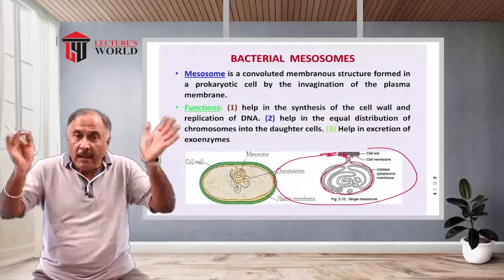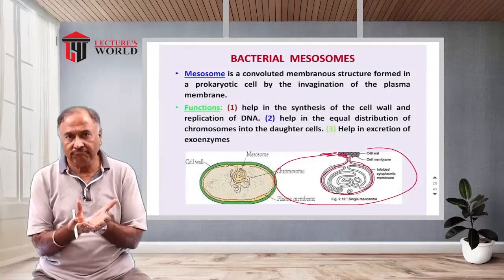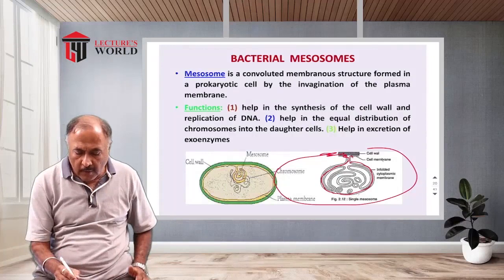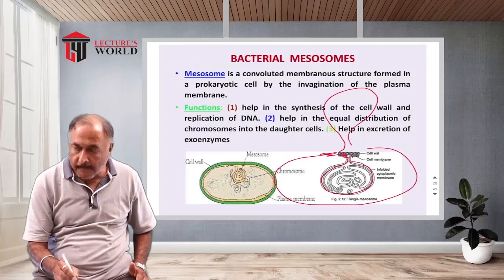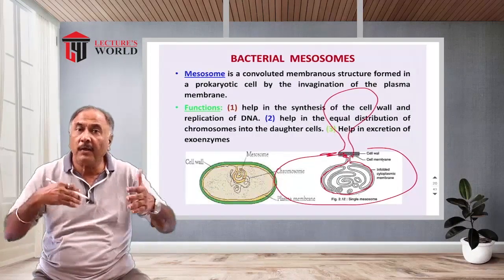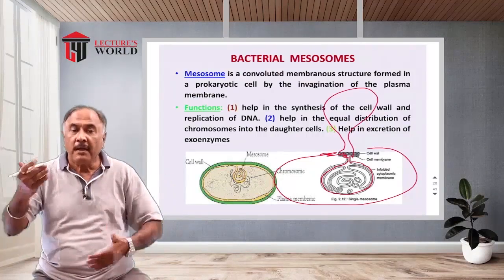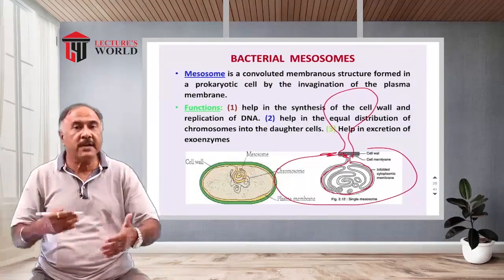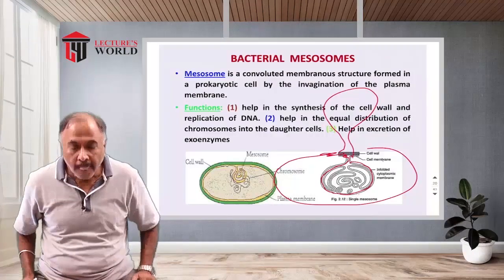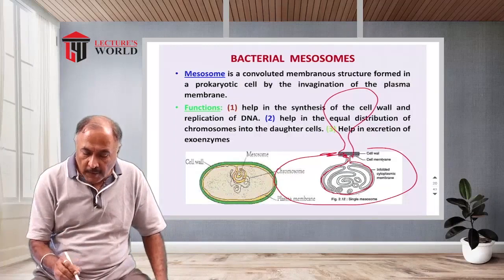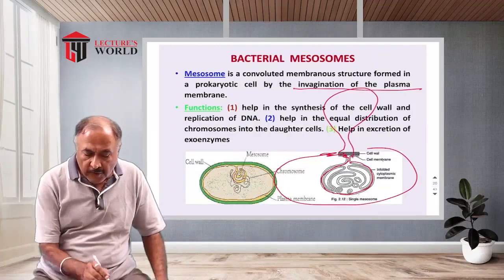or you can say internal invagination, not external, not like this, not outside the membrane, not on the outer side of the membrane, but on the inner side. Inner side means on the cytoplasmic side. So these are formed in prokaryotic cell by invagination of a plasma membrane.